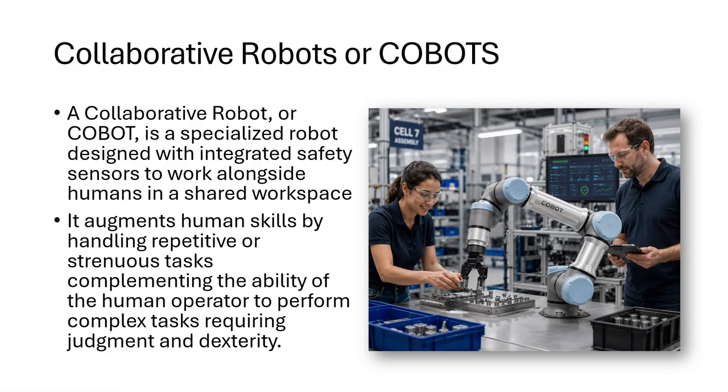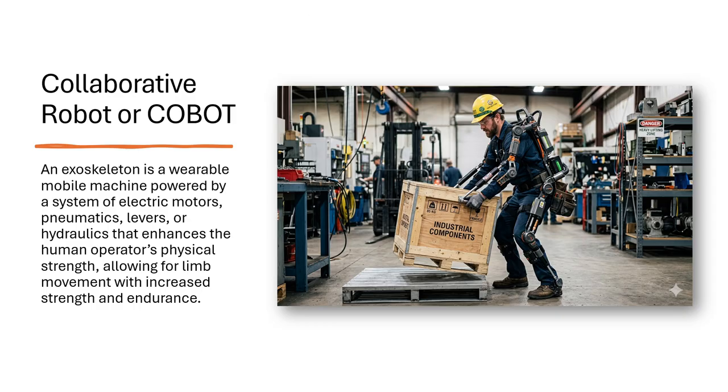A collaborative robot or cobot is a specialized robot designed with integrated safety sensors to work alongside humans in a shared workspace. It augments human skills by handling repetitive or strenuous tasks, complementing the ability of the human operator to perform complex tasks requiring judgment and dexterity. A typical example of a cobot is the exoskeleton. The exoskeleton is a wearable mobile machine powered by a system of electric motors, pneumatics, levers, or hydraulics that enhances the human operator's physical strength, allowing for limb movement with increased strength and endurance.